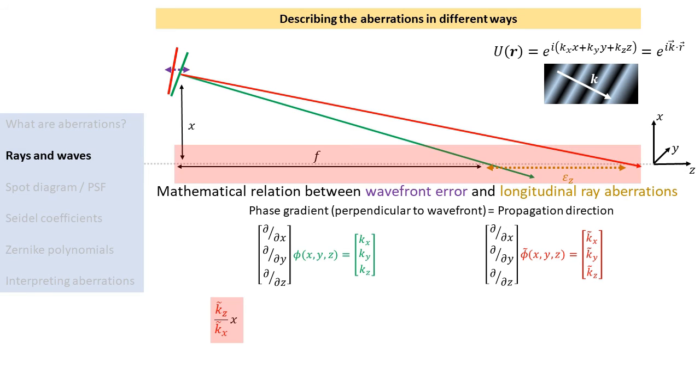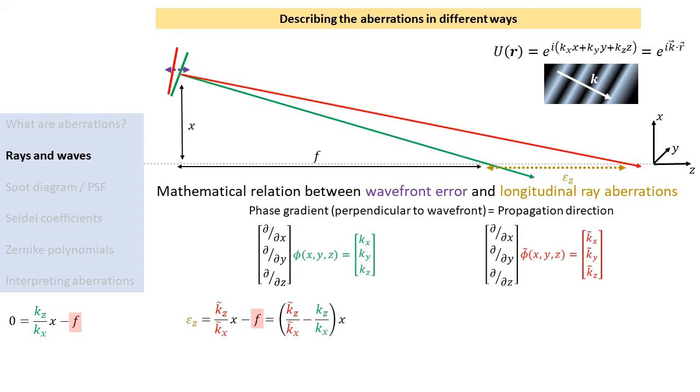By using similar triangles, we can calculate at what distance the aberrated ray intersects the optical axis. The longitudinal ray aberration is given by the distance to the ideal point of intersection, which is given by the focal distance f. For the unaberrated ray, the longitudinal ray aberration is 0. We use this expression to eliminate the focal distance f. We again make the paraxial approximation, where kz is approximated as k. The difference in 1 over kx can be approximated with a derivative. kx can be related to the pupil coordinate x.